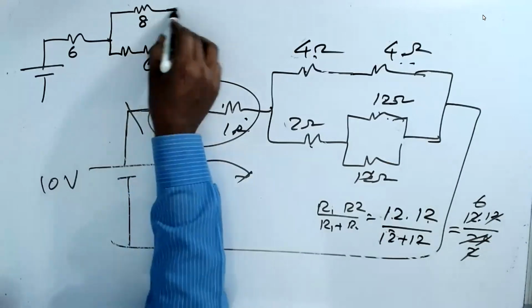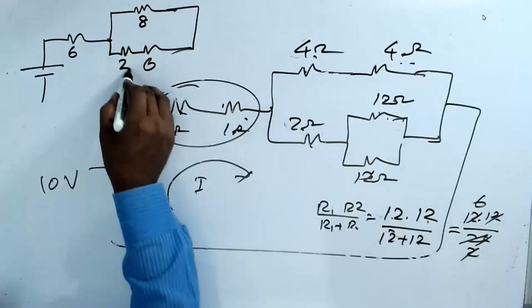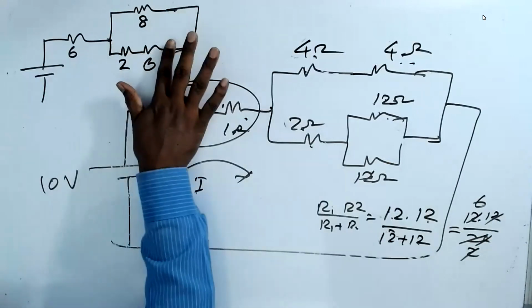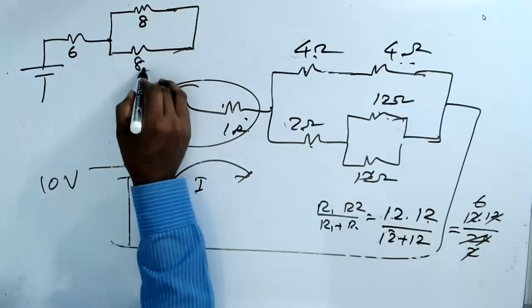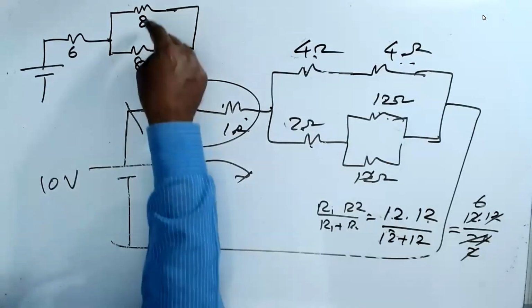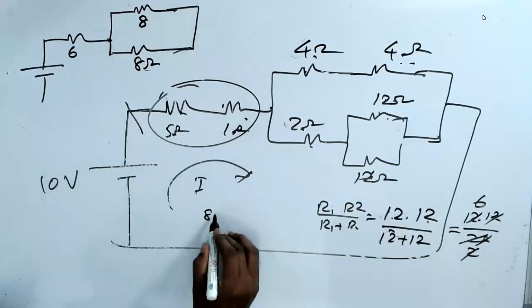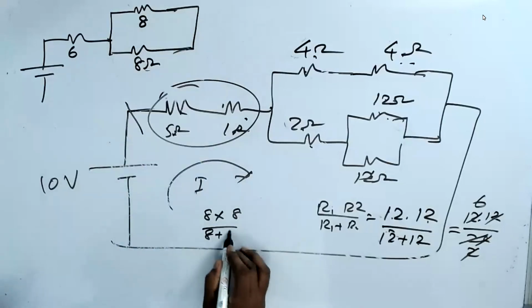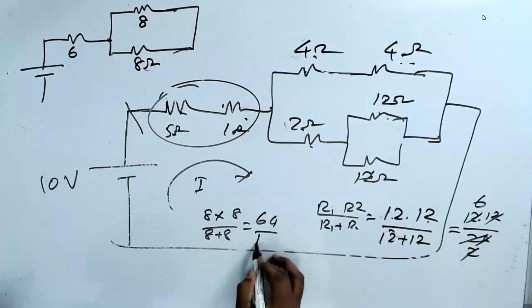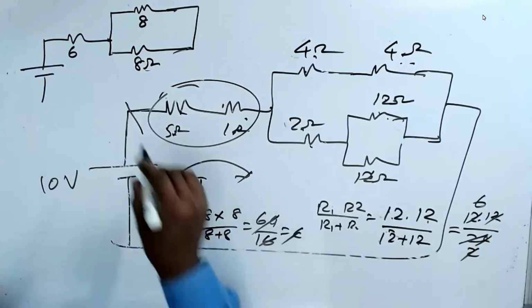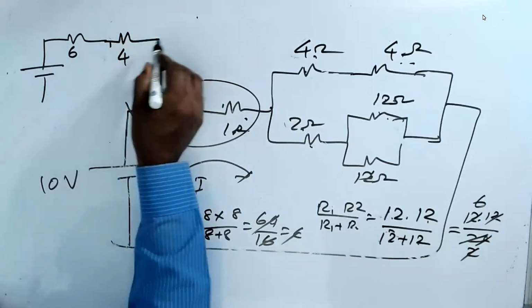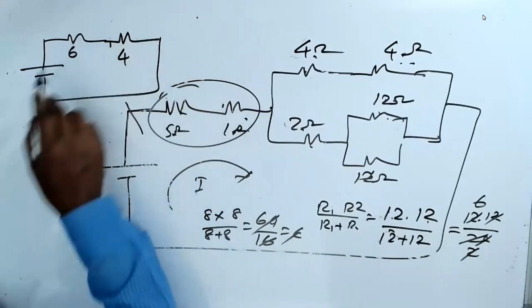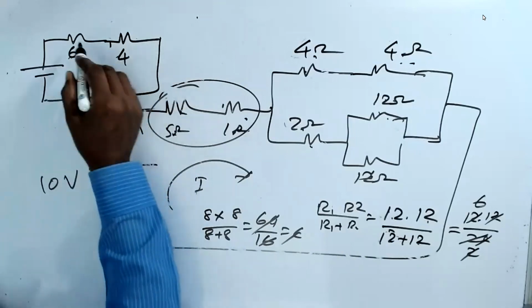This is 6 and this is 2. If you make together these two now, it becomes 8, and 8 and 8 parallel. So 8 into 8 divided by 8 plus 8. 64 by 16 is equal to 4. So this becomes 4. These two are in series. 6 plus 4 is 10.